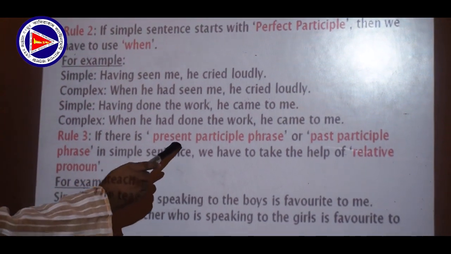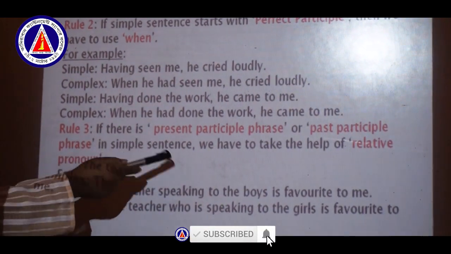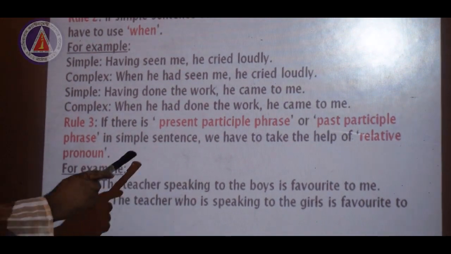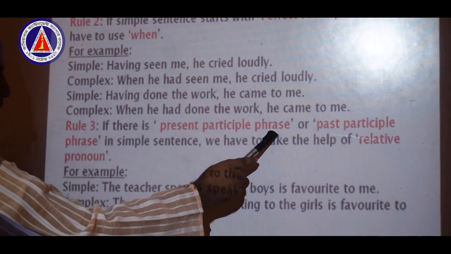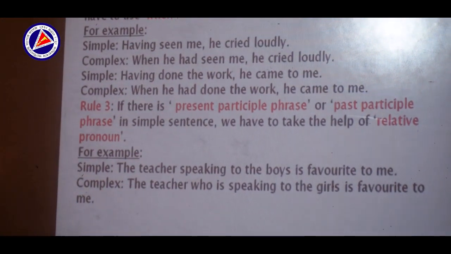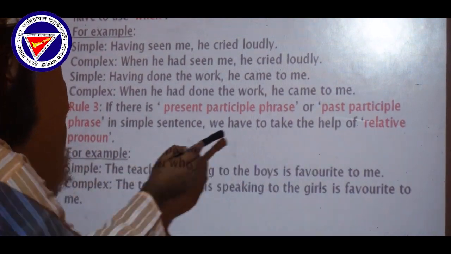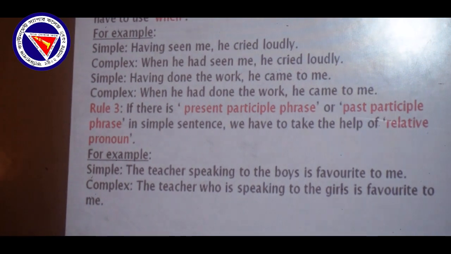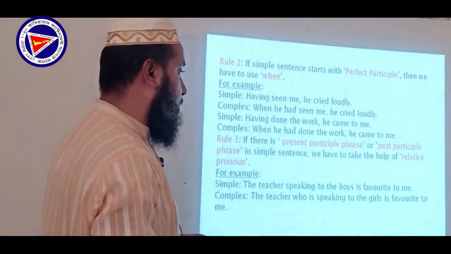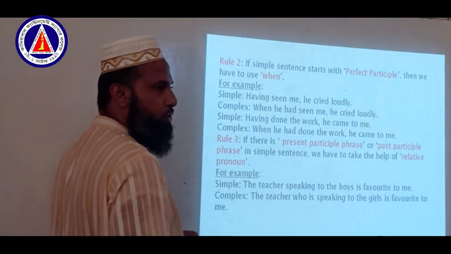If there is a present participle phrase or past participle phrase, remember the first rule was only present participle or gerund, but here it is a present participle phrase or past participle phrase. In a simple sentence, we have to take the help of a relative pronoun. So what is a relative pronoun? We know: who, which, what, that. When we add two clauses together with those words, they are known as relative pronouns.